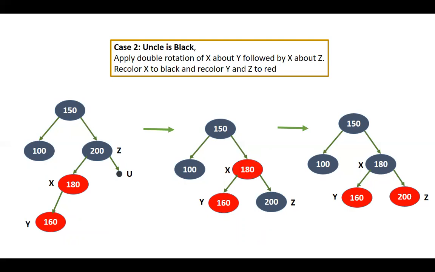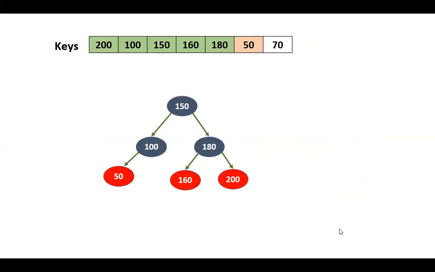And now what you'll do, you'll recolor the nodes. So you'll make X black and parent and grandparent red. Fine. Now again you check the black height. Black height is the same. There is no red violation. The tree is balanced.